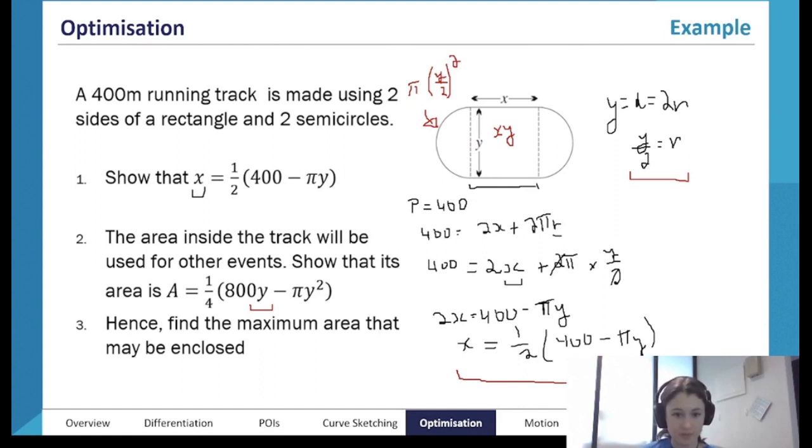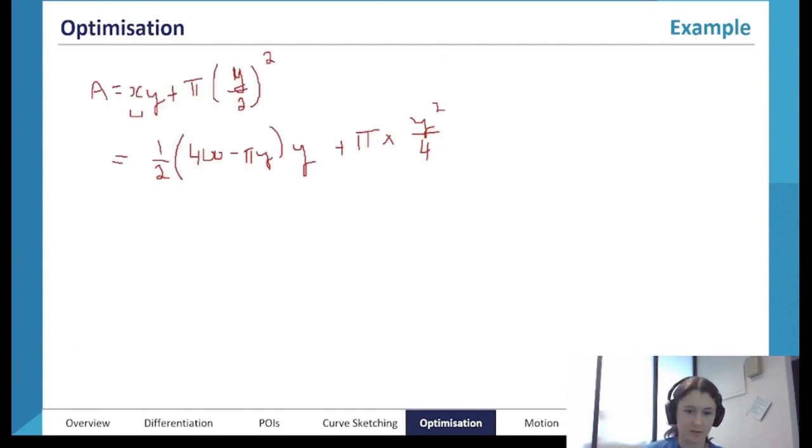So this is everything we've got now. Now we just need to prove that our area is going to be equal to this form of the equation here. So we just need to rearrange it. We need to factorize out a quarter, and then simplify everything that we've got in here. So we're going to have a half of 400, which is going to give us 200. We're going to take this y, and then we're going to have a half of pi y. Again, take that y out, so we're going to have a y squared there, and have pi.